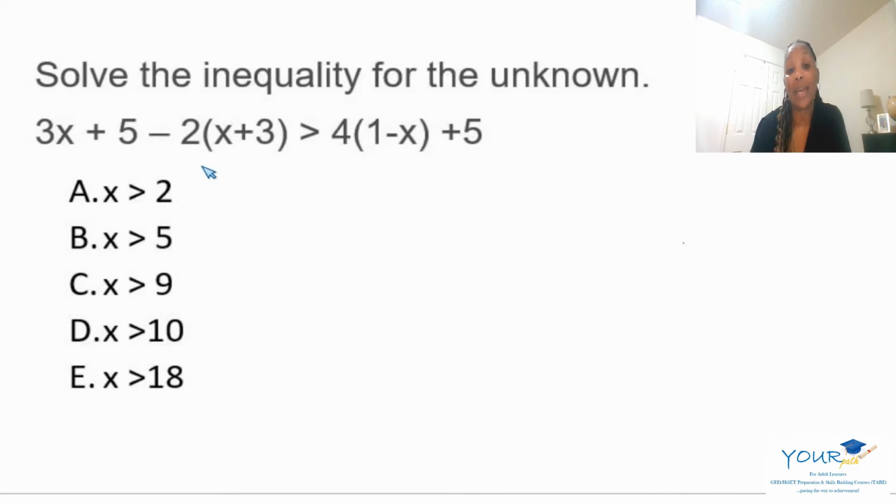So let's do that, starting with what's on the left side of our inequality first. Here we have a negative 2 times x, which we need to multiply. That will give us a negative 2x. Then we have a negative 2 times 3, which will give us a negative 6. And now we can bring down our other terms, our 3x plus 5.